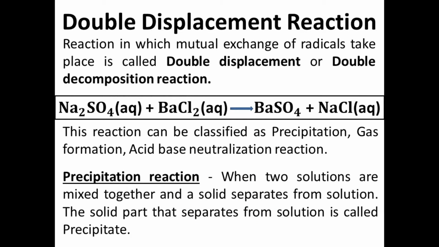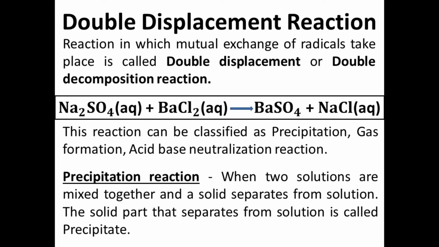Next is double displacement reaction. Here the displacement is occurring two times. That's why it is known as double displacement or double decomposition. The reaction in which mutual exchange of radicals takes place is known as double displacement or double decomposition reaction. Like in this reaction, Na2SO4 plus BaCl2, it will form BaSO4 plus NaCl. In this reaction, Ba is replaced by sodium and sodium is replaced by barium. So this is known as double displacement.